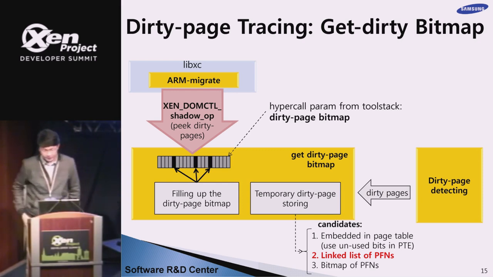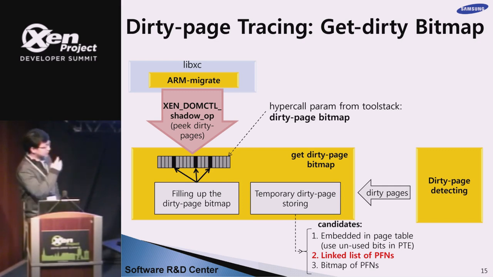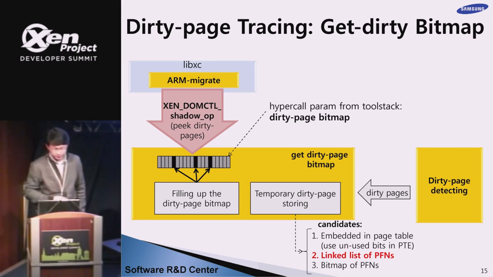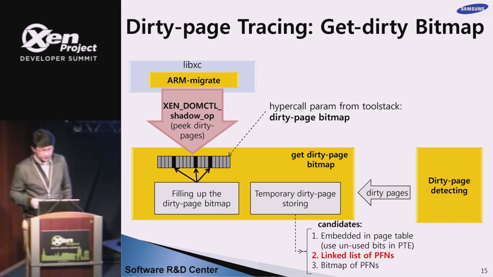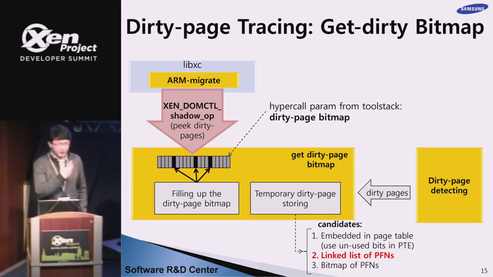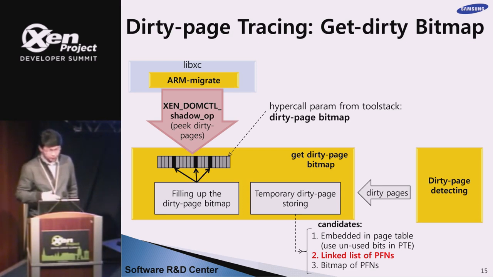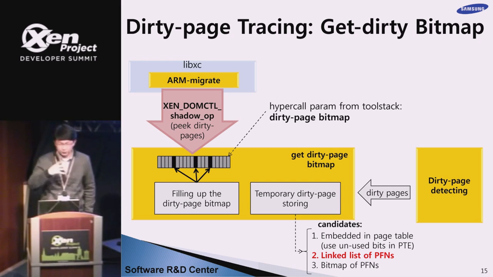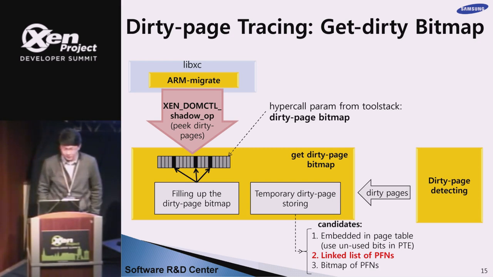And as I mentioned earlier, this dirty page detection happens very frequently compared to the tool stack asking which pages are dirtied. And for that, we have to temporarily store the dirtied pages before the tool stack asks. So whenever the tool stack asks, we can read the dirty pages from the temporary storage and mark the bit in the bitmap from the tool stack. And for this purpose, there could be several choices for this temporary storage. And currently, we use a linked list.